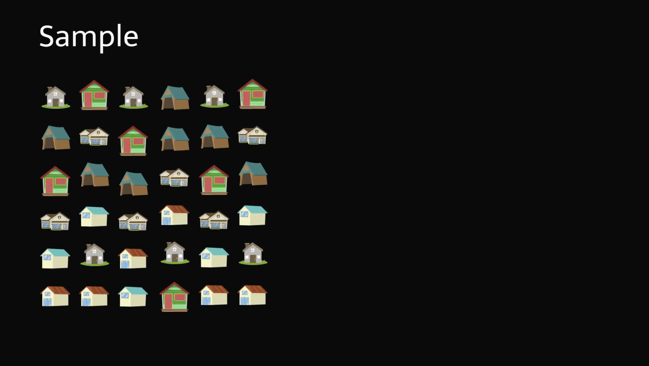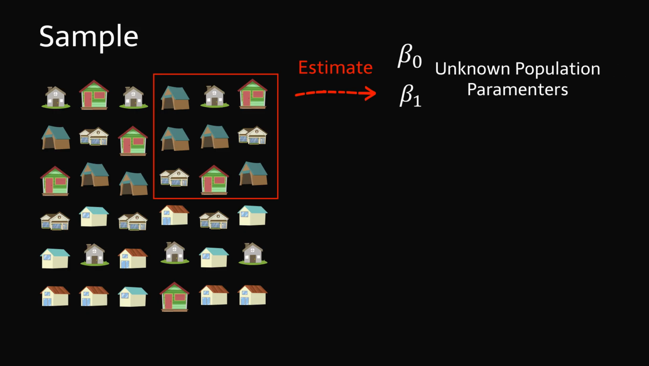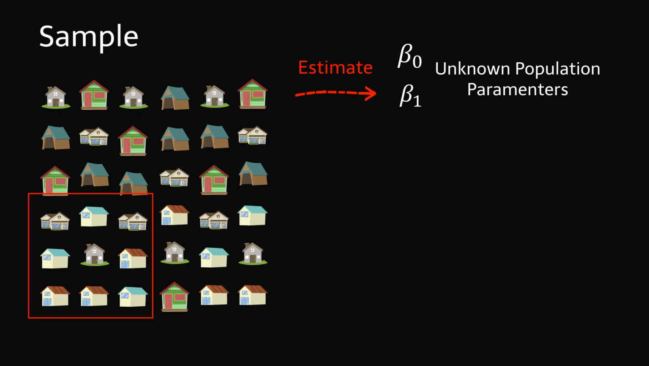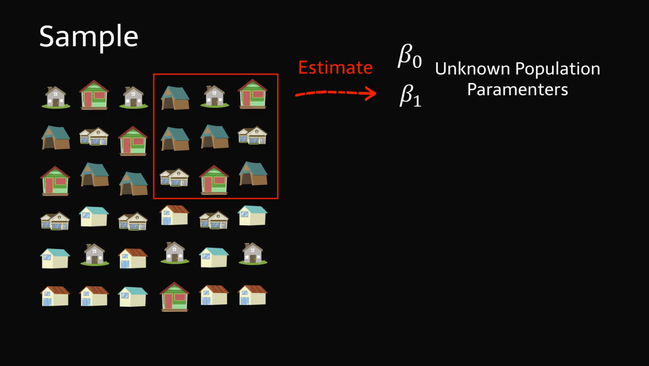In practice, we almost never observe the entire population. What we usually obtain is a sample, a subset of the population. Suppose we draw n observations from the population. These are actual observed data. We use the sample to estimate the unknown population parameters, beta 0 and beta 1. Because we only observe a sample, our estimates vary with the sample we draw. Hence, we call them estimates. We will discuss how to compute these estimates in detail in later videos.